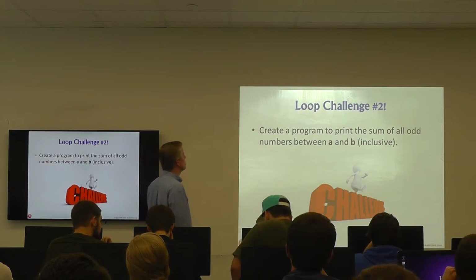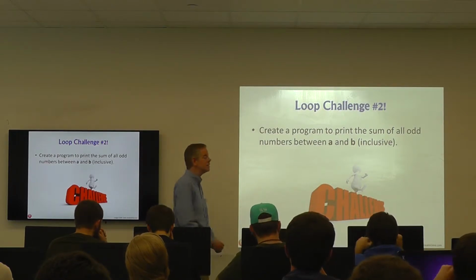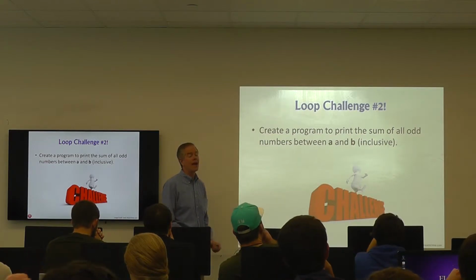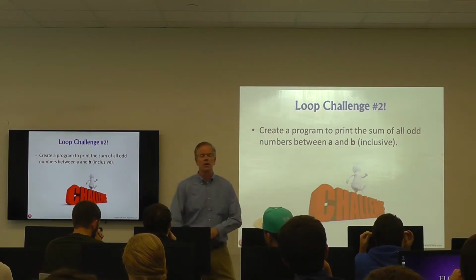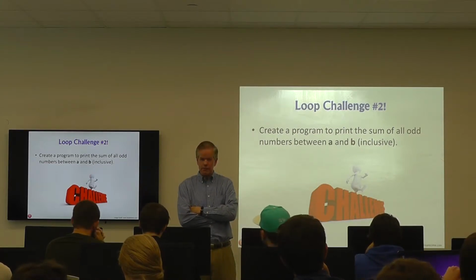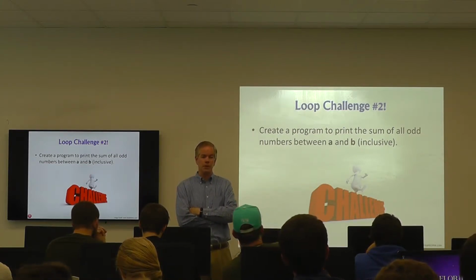Loop challenge number 2. Oh hey, remember this one? Create a program to print the sum of all odd numbers between A and B inclusive. And obviously we're going to be doing a for loop. Alright, so if we were going to write this program, let's think about this for a brief moment. What's the very first thing that we would want to do?